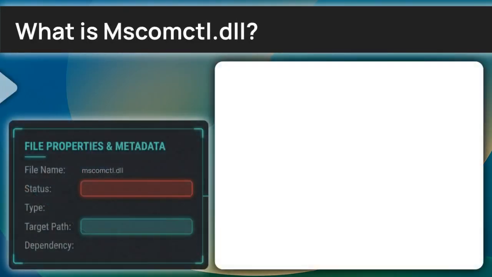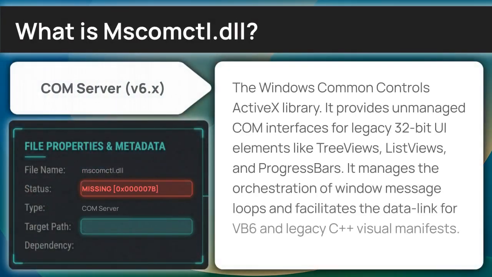This is the Mscomctl library, the Windows Common Controls ActiveX library. It provides unmanaged COM interfaces for legacy 32-bit UI elements like TreeViews, ListViews, and ProgressBars. It manages the orchestration of window message loops and facilitates the data link for VB6 and legacy C++ visual manifests.